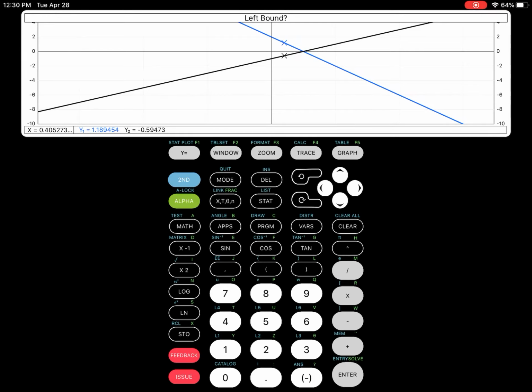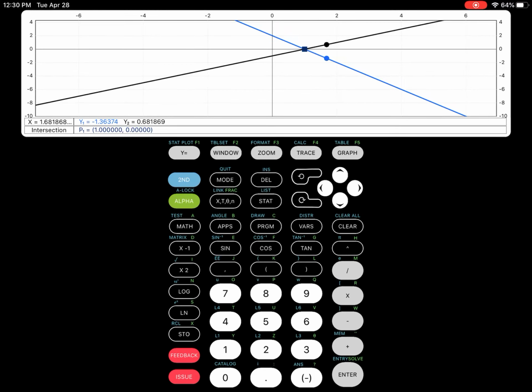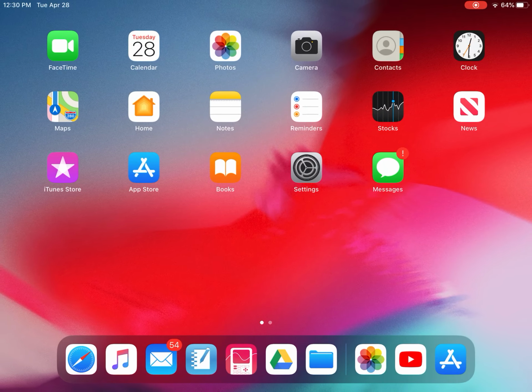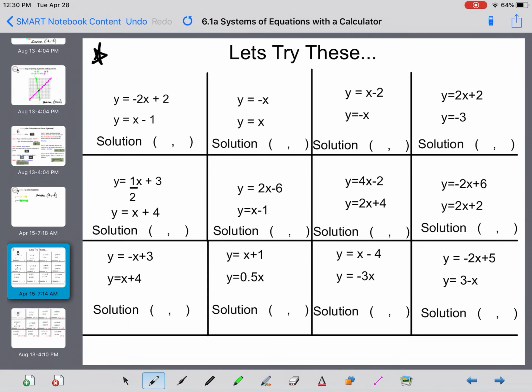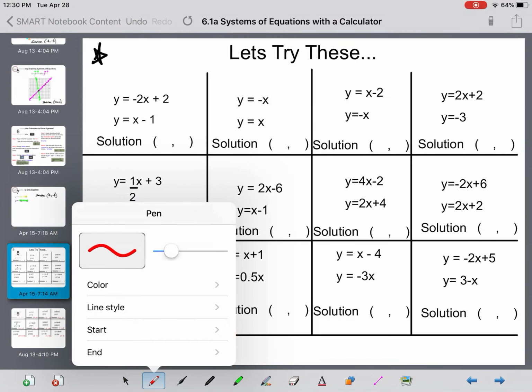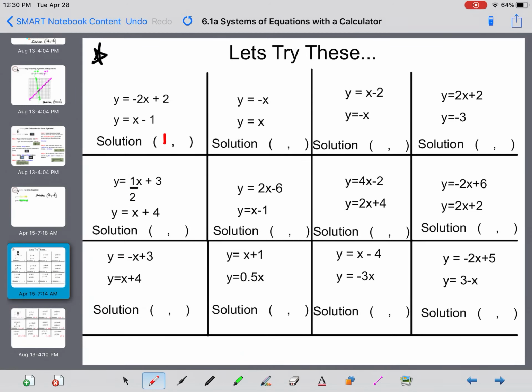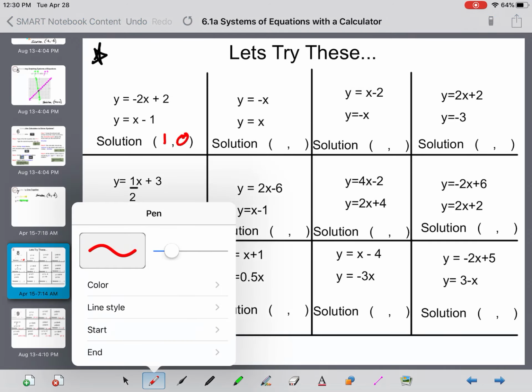Left bound, move those x's to the left side. So here's the intersection or close to it. Go to the left, hit enter. Go to the right, hit enter. And our intersection point in the bottom left corner of the white window is 1, 0. And we'll change this to red for us here. 1, 0.